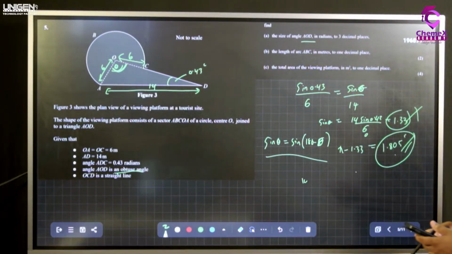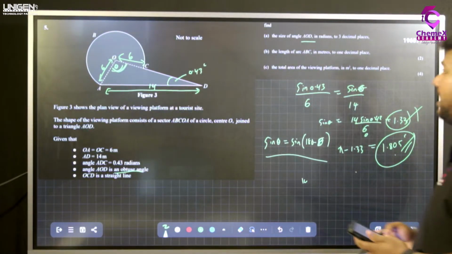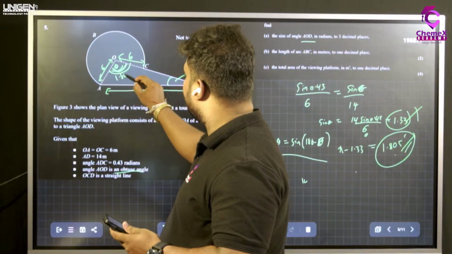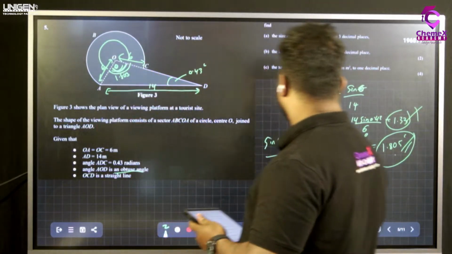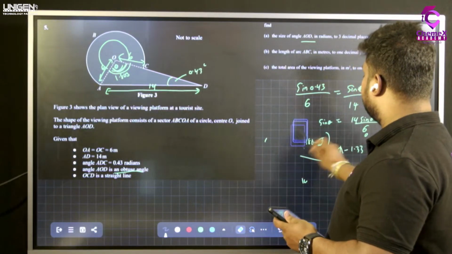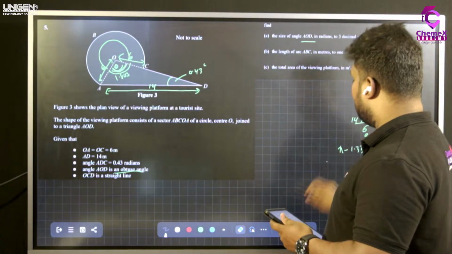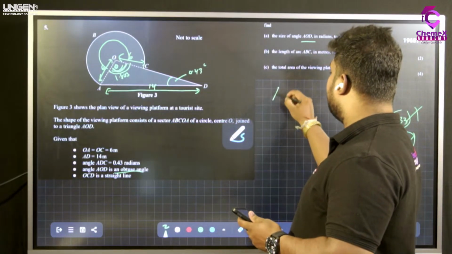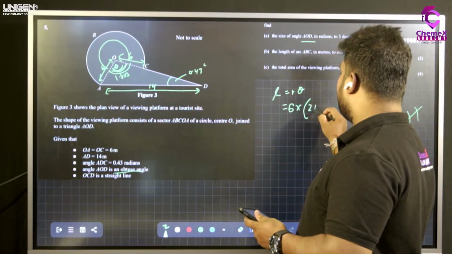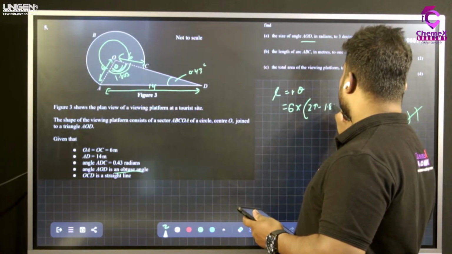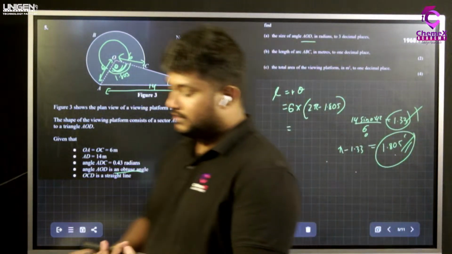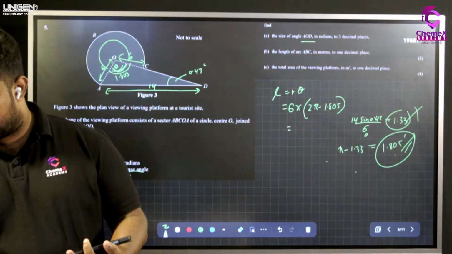The length of ABC, arc length. What is that? 1.805. So what's this part? 2 pi minus 1.805. So how do you find arc length? Easy as that. L equals r theta. So r is 6, theta is 2 pi minus 1.805. Understood? Any questions?